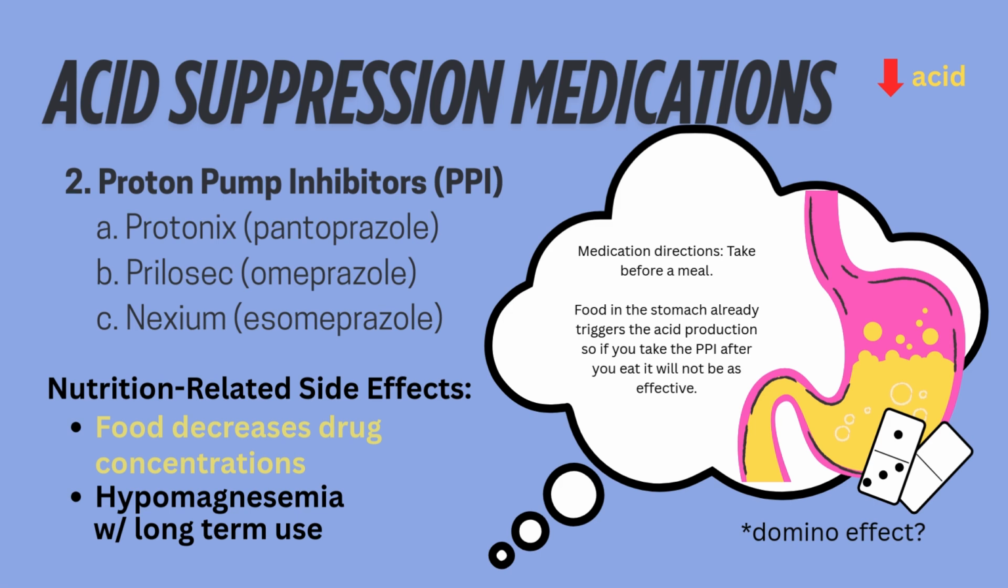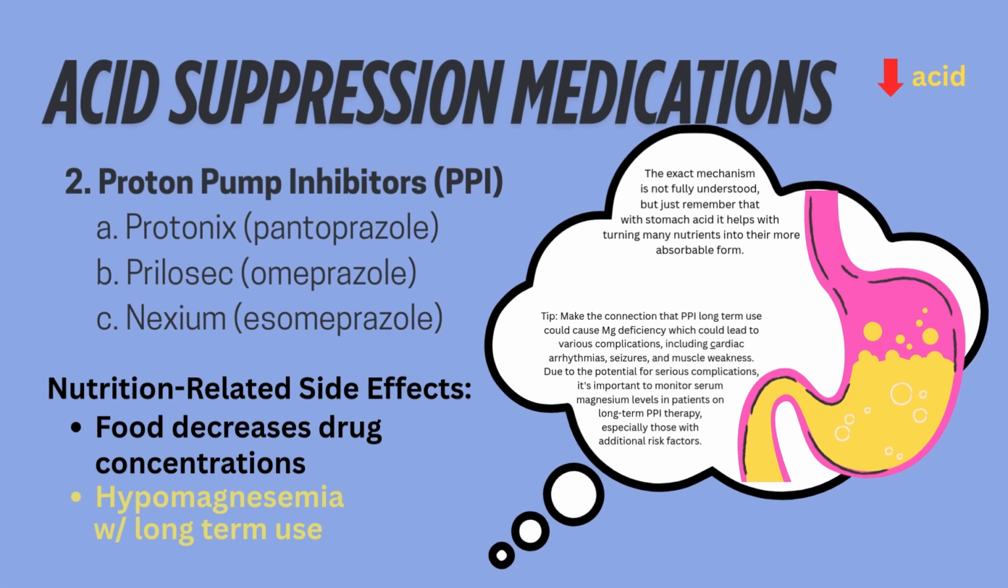So if you take the PPI after you've already eaten, it's kind of like a snowball effect. There's already a bunch of acid that has already been made, so you can't really do anything about it at that point if you take the medication after you eat. The exact mechanism is not fully understood actually, but just remember that stomach acid helps with turning many nutrients into their more absorbable form, like we were talking about earlier with iron. So my tip here is to make those connections.